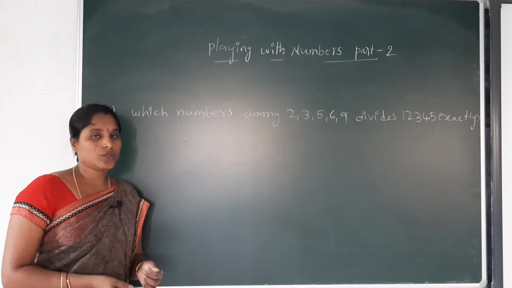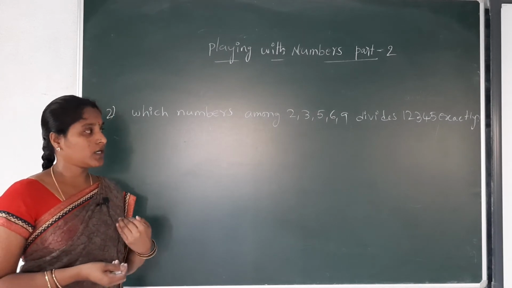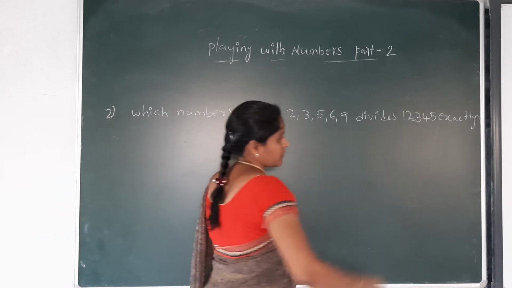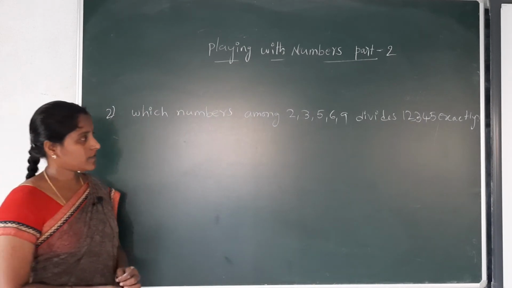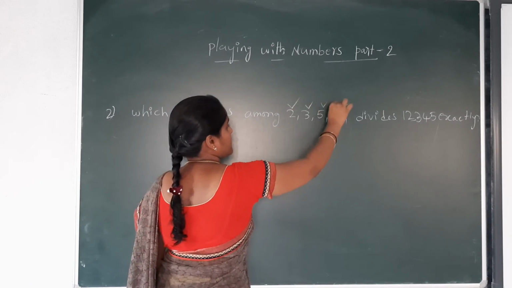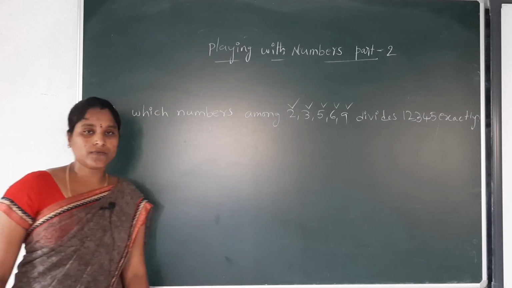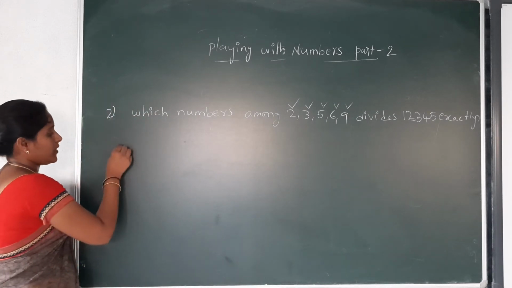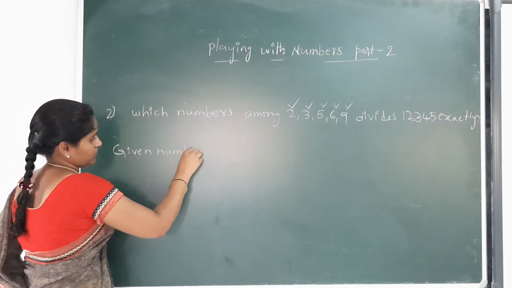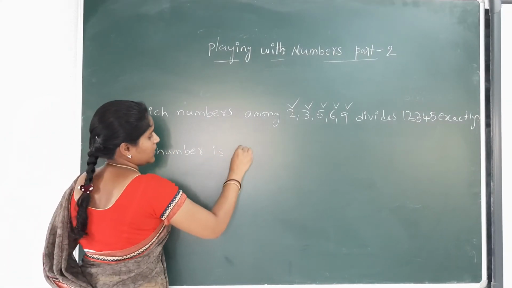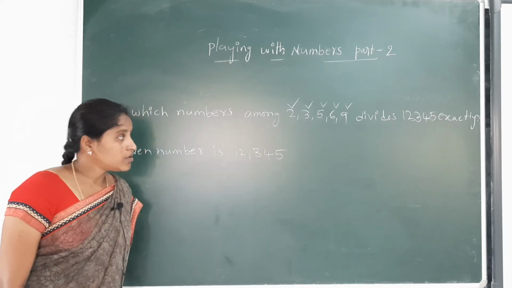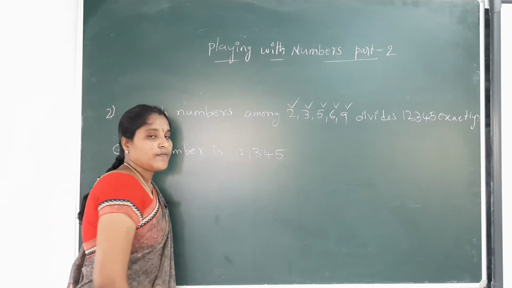Which numbers among 2, 3, 5, 6, 9 divide 12,345 exactly? We have to check the rules for 2, 3, 5, 6, 9 for the given number, 12,345.